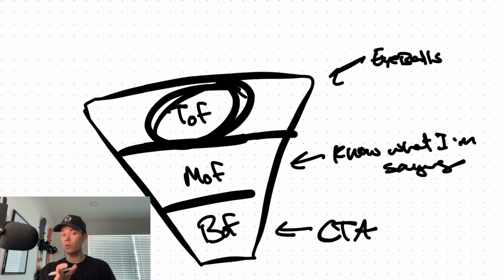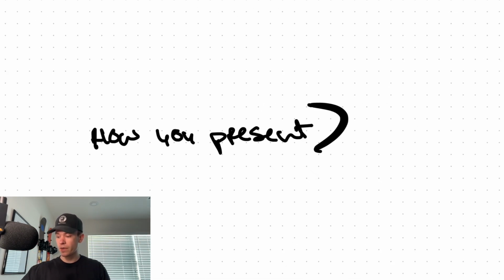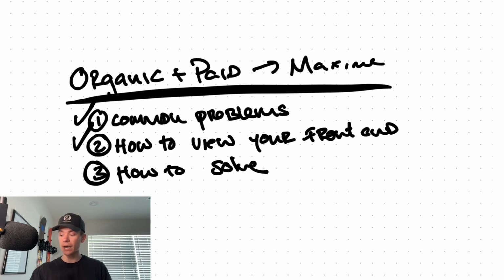And then the most important part is, again, you make sure that the topics you talk about in organic line up with paid. So then it becomes this flywheel. Guess what? You can use your organic content in your paid advertising now. Whereas if all your stuff is you in a Lamborghini, that serves no purpose in the paid advertising process. So that is the common problems and how to actually view your front end.